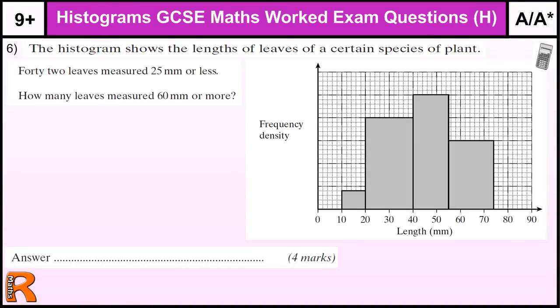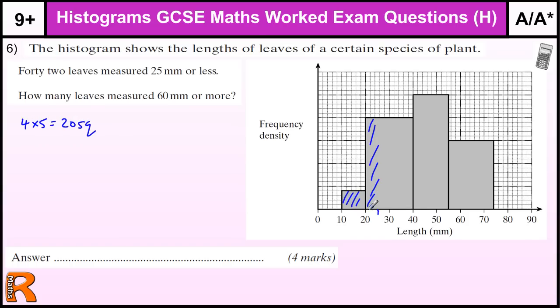And here's the last question for this histogram section. Again, using the graph to calculate the values, much trickier than actually just drawing the graph. We're told 42 leaves measured 25 millimeters or less. So 25 millimeters is about here. And we're looking at this section in here and that part of that bar, so a quarter of that whole bar. So again, I'm going to work out how many squares are in here. So we've got 1, 2, 3, 4 by 5. 4 times 5 is 20 squares.